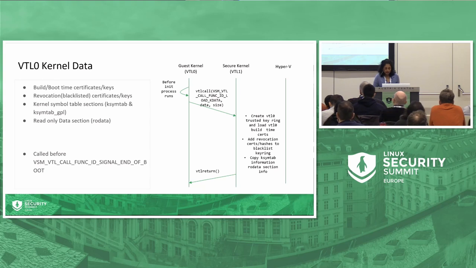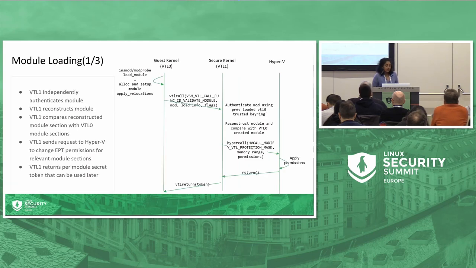And today, the secure kernel, on receiving this, creates a VTL0 trusted keyring and loads the VTL0 build time certificates, adds the revocation certificates and hashes to the blacklist keyring, and it copies and maintains its own copy of the VTL0 ksymtab. And that brings us to module loading. During module loading, the guest kernel, or VTL0, comes in and tries to load the module, allocates memory, and independently verifies the module depending on whether CONFIG_MODULE_SIG is set or not. And then it assembles the module into all the sections. It applies all the relocations and all that.